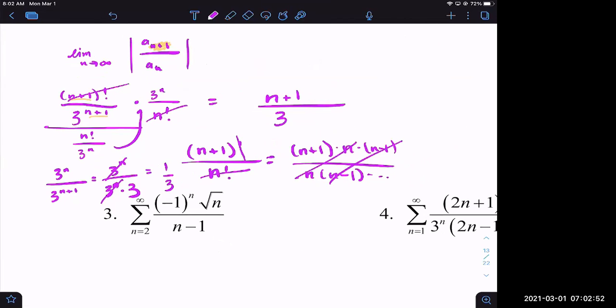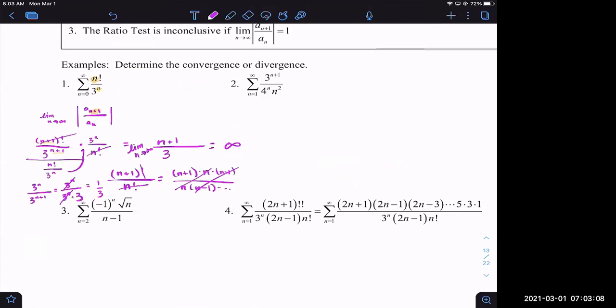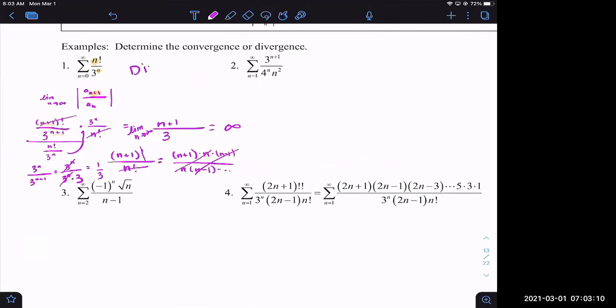So we've reduced the next term divided by the previous term. We still have to take the limit, so I'm going to write the limit as n goes to infinity. As n goes to infinity, what does that limit equal? Infinity. And infinity is bigger than 1, so therefore it diverges. So this goes to infinity, therefore this series diverges by the ratio test.